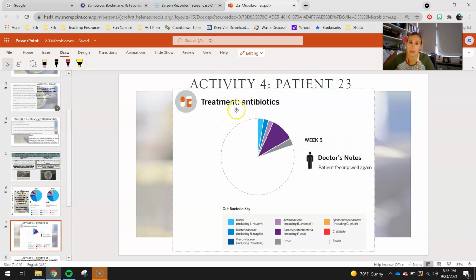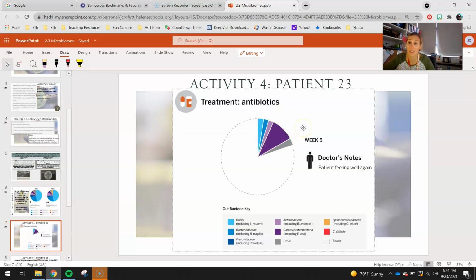His treatment was antibiotics. You can see that he has some bacilli, which we're going to learn is L. reuteri. We have Bacteroideaceae, which includes bacteria like B. fragilis, which we'll also read about, and why it's important in our body. We've got actinobacteria, which is B. animalis. We've got gamma proteobacteria, including E. coli. You have probably heard the term E. coli before. He's not sick from that E. coli.